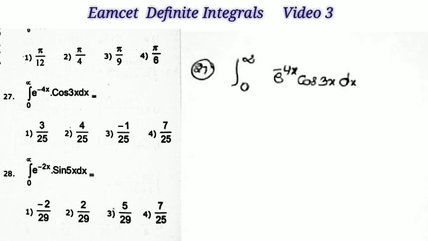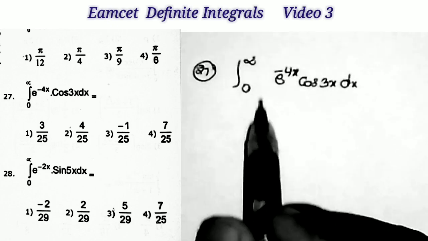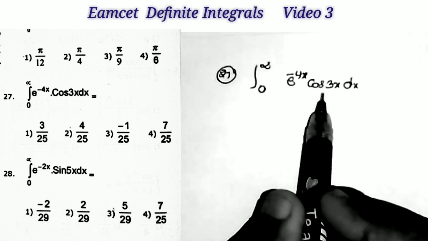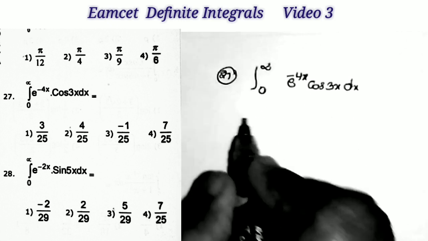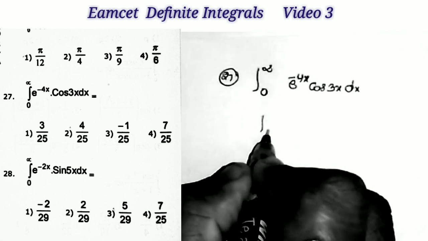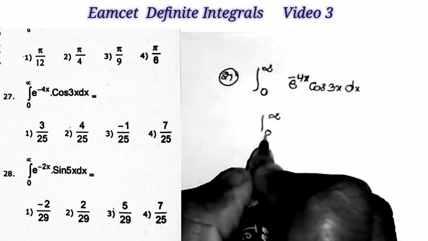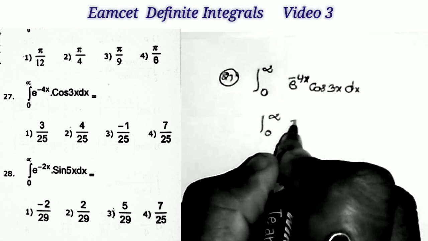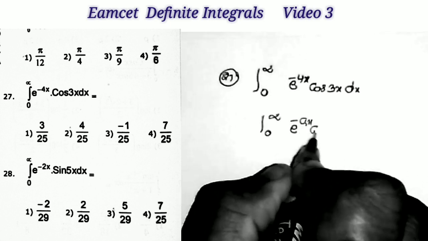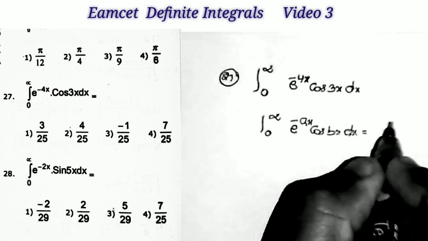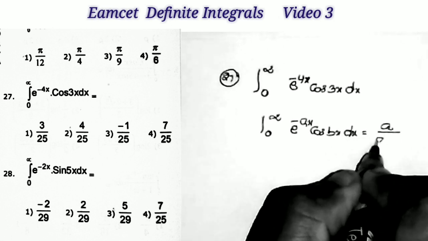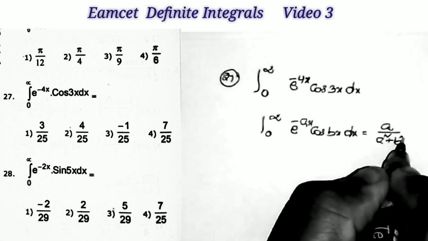Now this is sum number 27. Integral 0 to infinity e^(-4x) cos 3x dx. We have one particular formula to solve this question, very easy. Here the formula is: integral 0 to infinity e^(-ax) cos bx dx equals a by (a square plus b square). Okay, this is the formula.